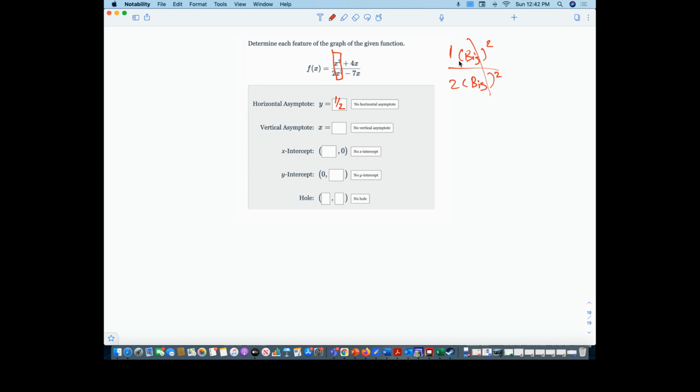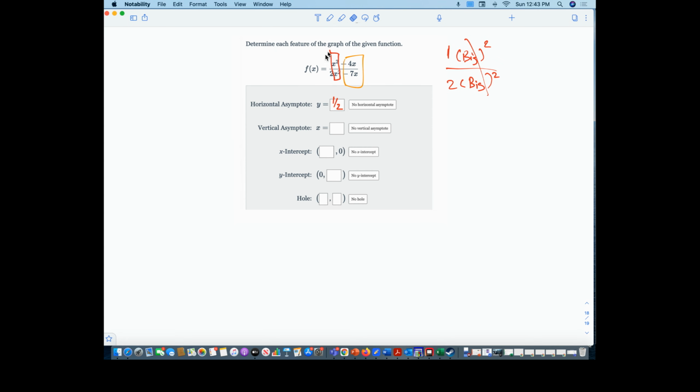The back numbers are irrelevant here because if you have a very large number, when you square it, it's going to be way bigger than 4 times a big number. So that's the idea behind that. In any case, we get 1/2.